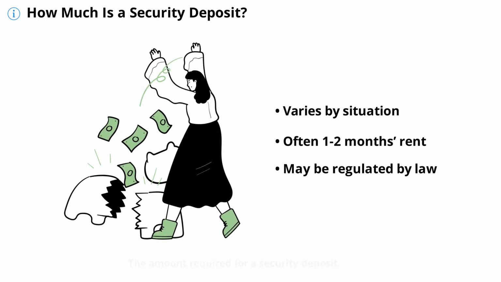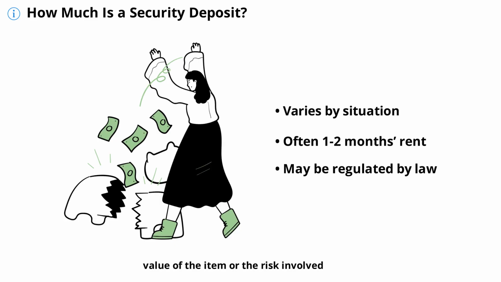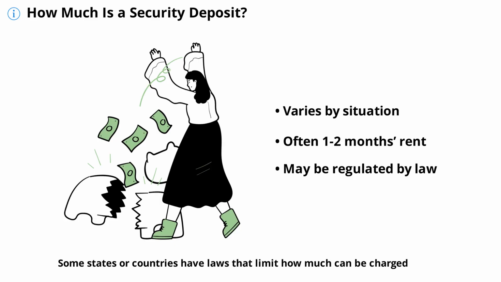The amount required for a security deposit can vary widely depending on the situation. In residential rentals, it's often equal to 1 or 2 months' rent. For services or equipment, the amount might be based on the value of the item or the risk involved. Some states or countries have laws that limit how much can be charged. It's important to know the rules in your area so you're not overcharged and to understand what your deposit covers.